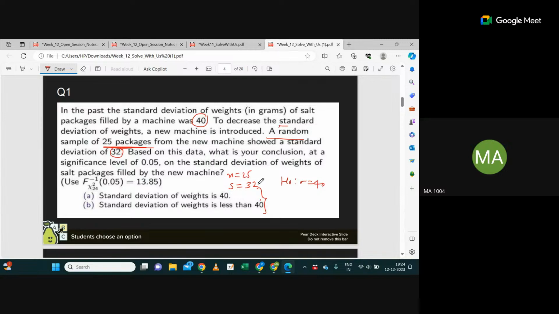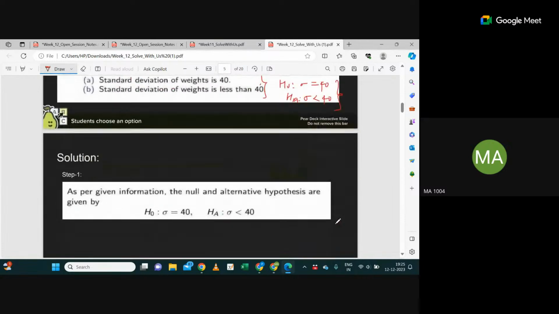Correct. Now, what does the question say? Based on the quantities given to you, you can get the idea from there what kind of test you have to apply. Based on this data, what is your conclusion at a significance level of 0.05, that is alpha, on the standard deviation of weights of salt packages filled by the new machine? The question is saying the standard deviation of weights is less than 40. So I'm talking about h naught: sigma is equal to 40, and alternative: sigma is less than 40. Now the hypothesis is about standard deviation, or population variance.